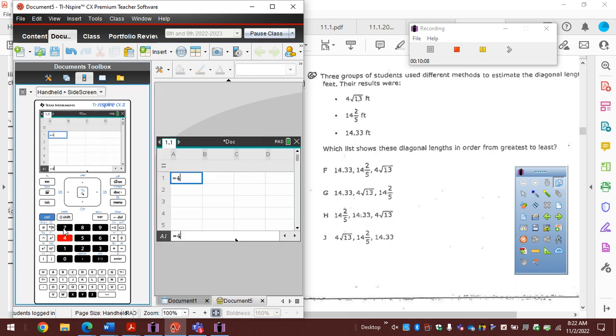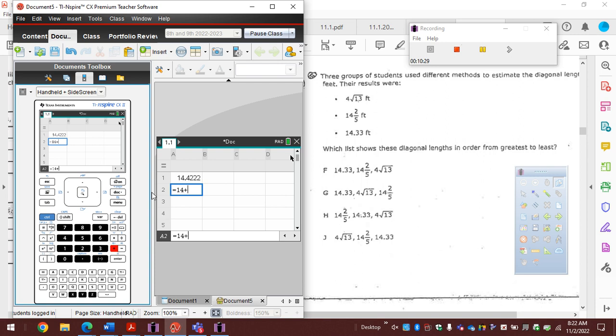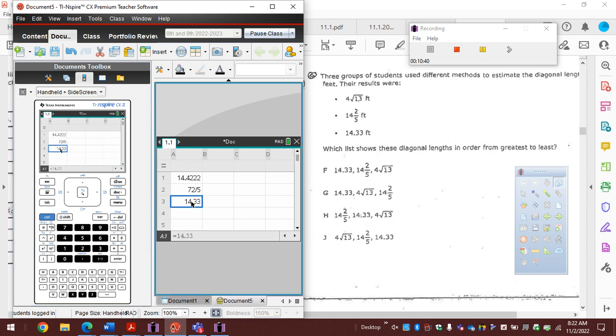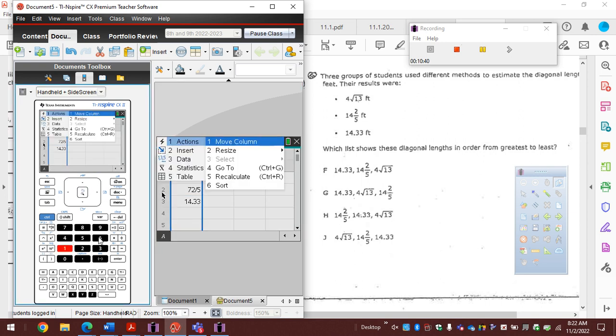So this actually started all new, so I'll be messing up in my head. I'm going to go equals. Don't forget the equals. I'm going to go 4 and then square root 13. And then equals 14 plus, this is a good question, 14 plus the fraction of 2 over 5, which is now equals to, that's easy, 14.33, enter.